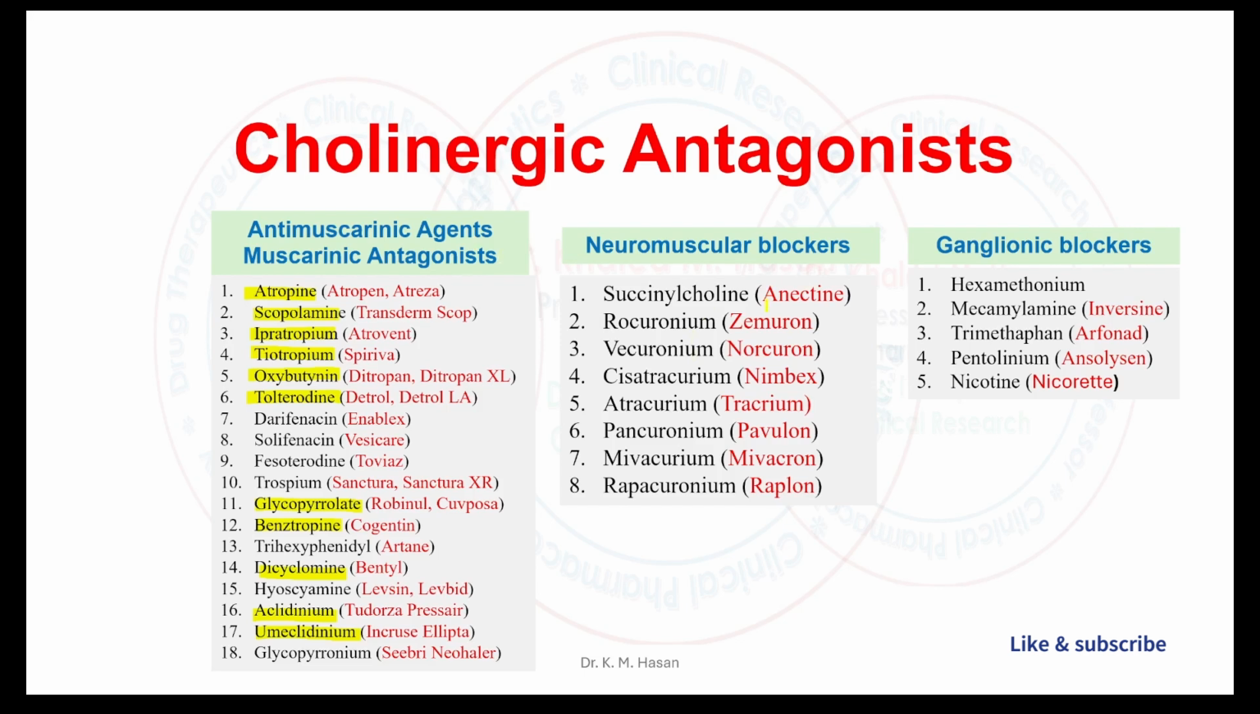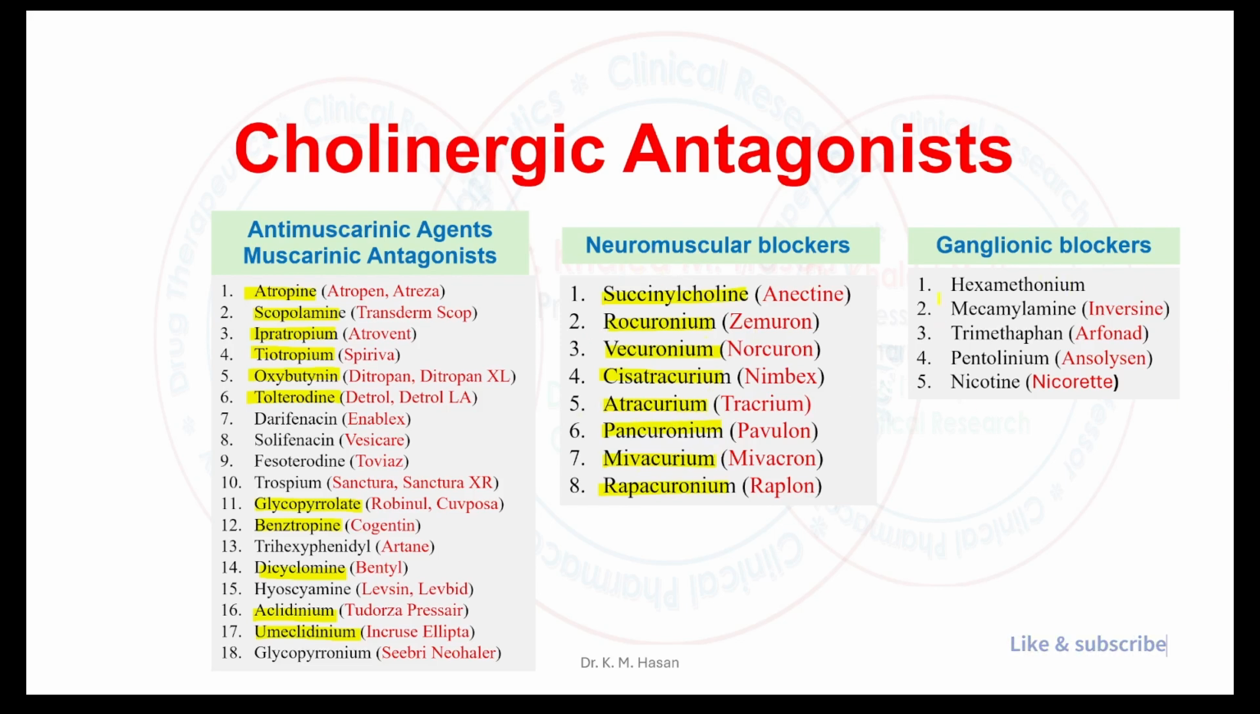Moving to the neuromuscular blockers, we have succinylcholine. Then we have atracurium and cisatracurium. Then we have pancuronium, rocuronium, vecuronium, mivacurium, and rapacuronium. If you see, we have the suffix "-curonium" or "-curium" here. This is derived from curare.